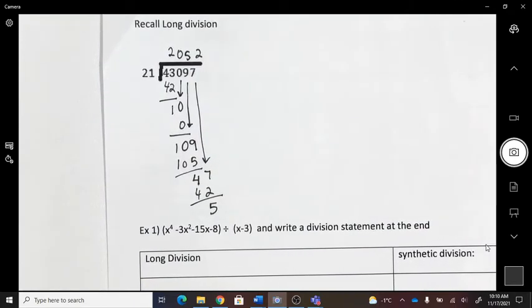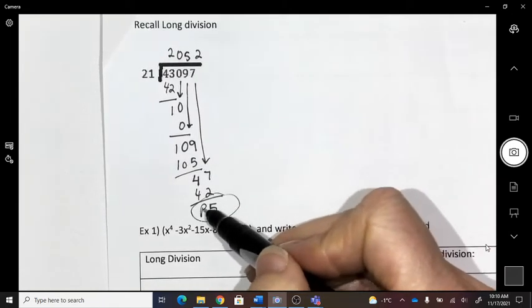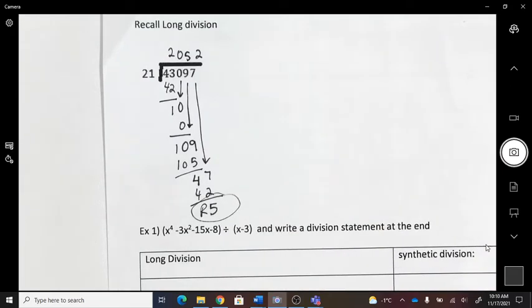So is 43,079 divisible by 21? Yes or no? No. Why not? This is a remainder. So it's not divisible. You could keep going and you'd get some decimals, things like that.